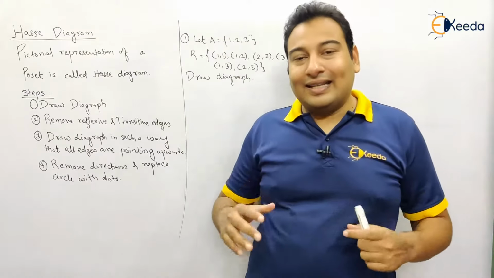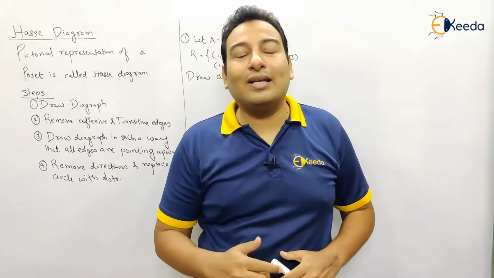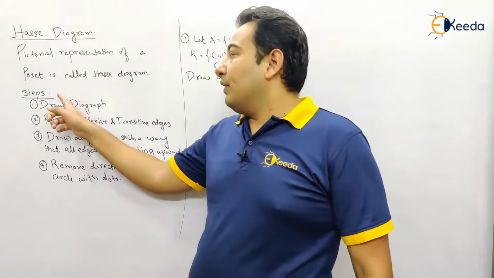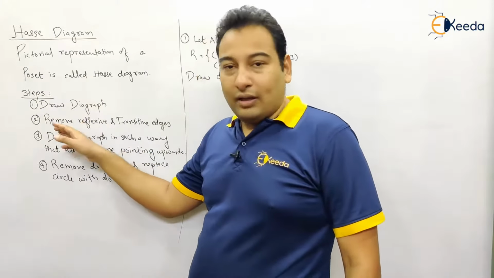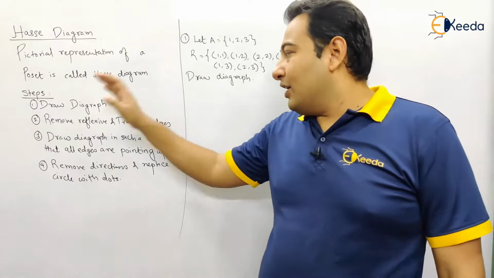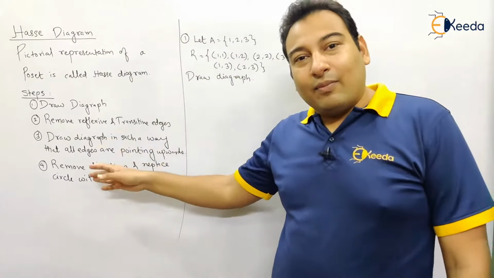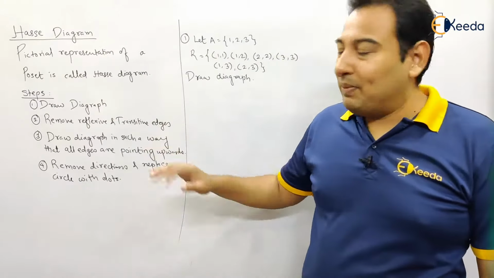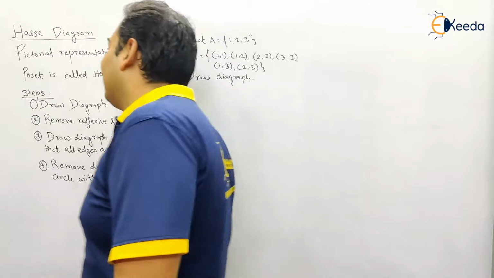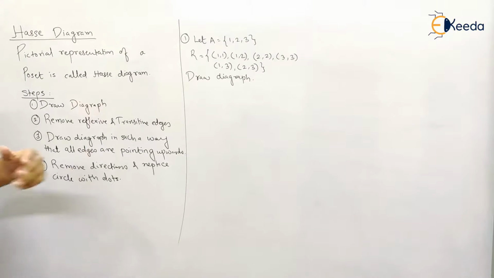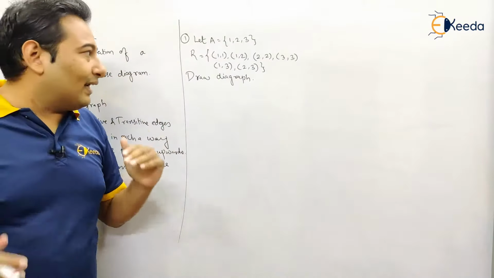So let us start. There are a few steps to convert a relation into Hasse diagram, and the steps are: number one, draw the digraph; remove reflexive and transitive edges; draw the digraph in such a way that all the arrows are pointing upwards; remove direction, and replace circles with dots. So these are the steps. If you follow these steps, you can easily convert any relation into Hasse diagram.